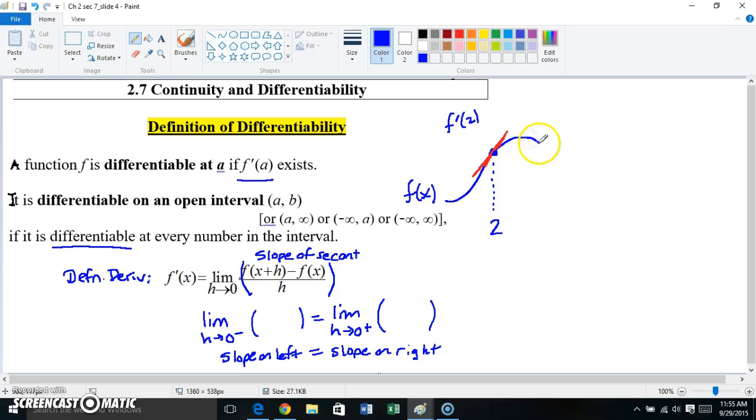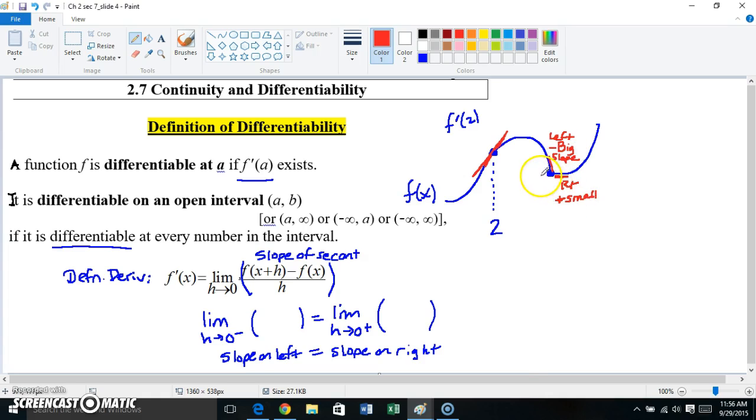I'm going to make this graph continue, and take a look at this point. If I were looking at the slopes on the left, I would say they're very big negative numbers. That's on the left. But on the right-hand side, my slopes are positive and very small. It looks close to 0 almost.